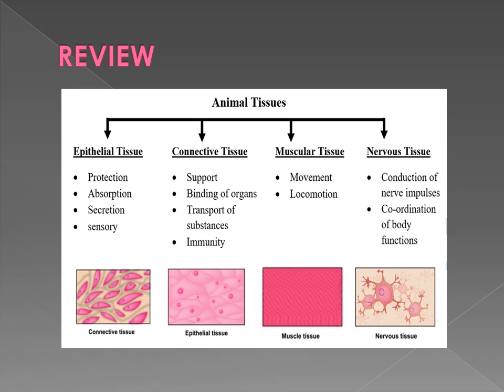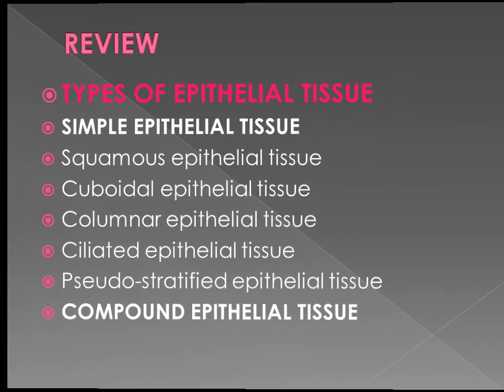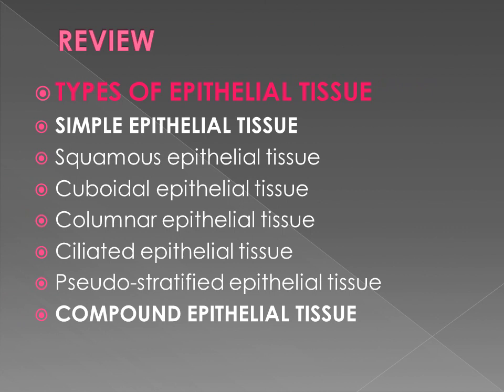Then we learned about the classification of epithelial tissue, right? Epithelial tissue is again classified into two types, that is simple epithelial tissue and the second one is compound epithelial tissue. Am I right? Which is given at last. So, what is the difference between these two? Simple epithelial tissue consists of only a single layer of cells, whereas in compound epithelial tissue there are many layers of cells, right? This difference we have seen in the previous class.